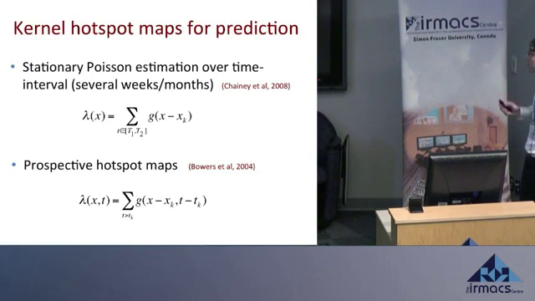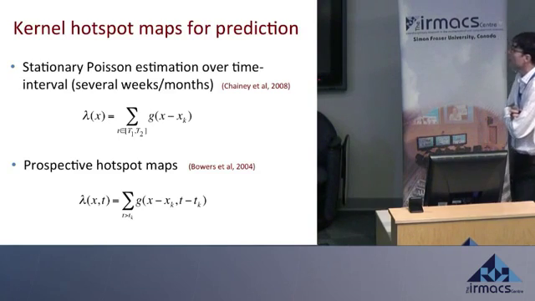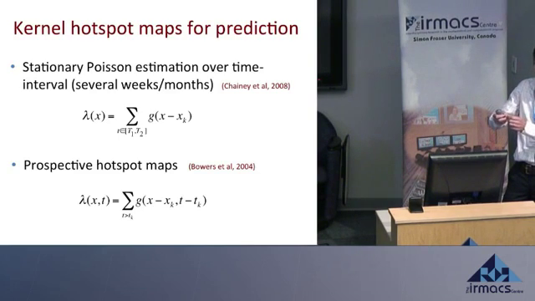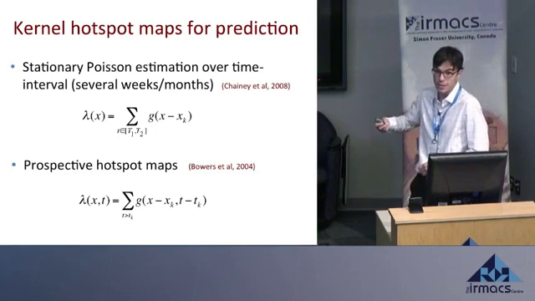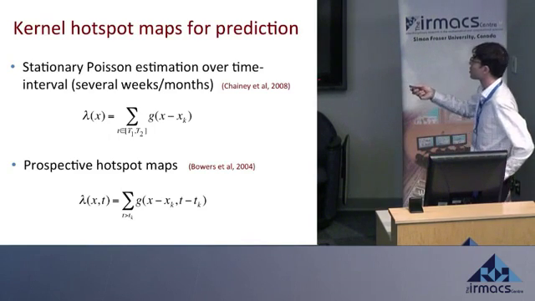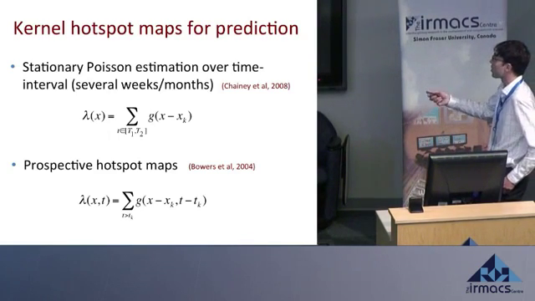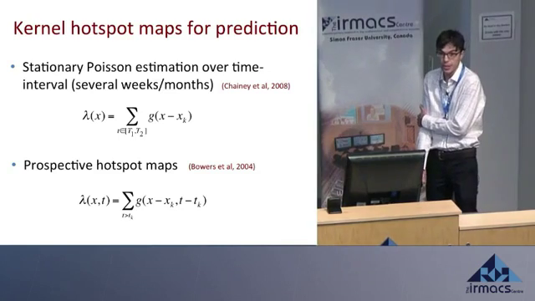And then alternatively, another approach in 2004 is prospective hotspot maps, which do include time. The idea is you weight events farther in the past less than you do more recent events. And what is this mathematically? Well, it's exactly the triggering kernel in a self-exciting point process, right? So the prospective hotspot maps were designed to deal with near-repeat victimization.